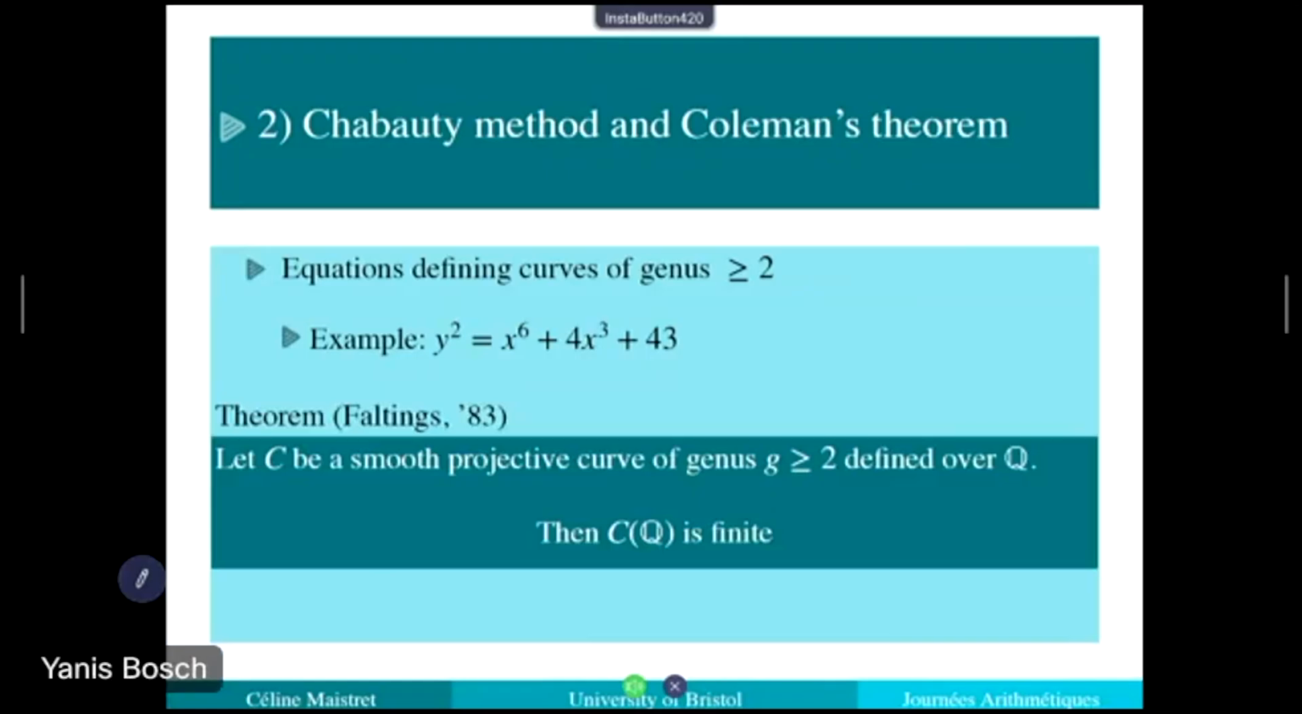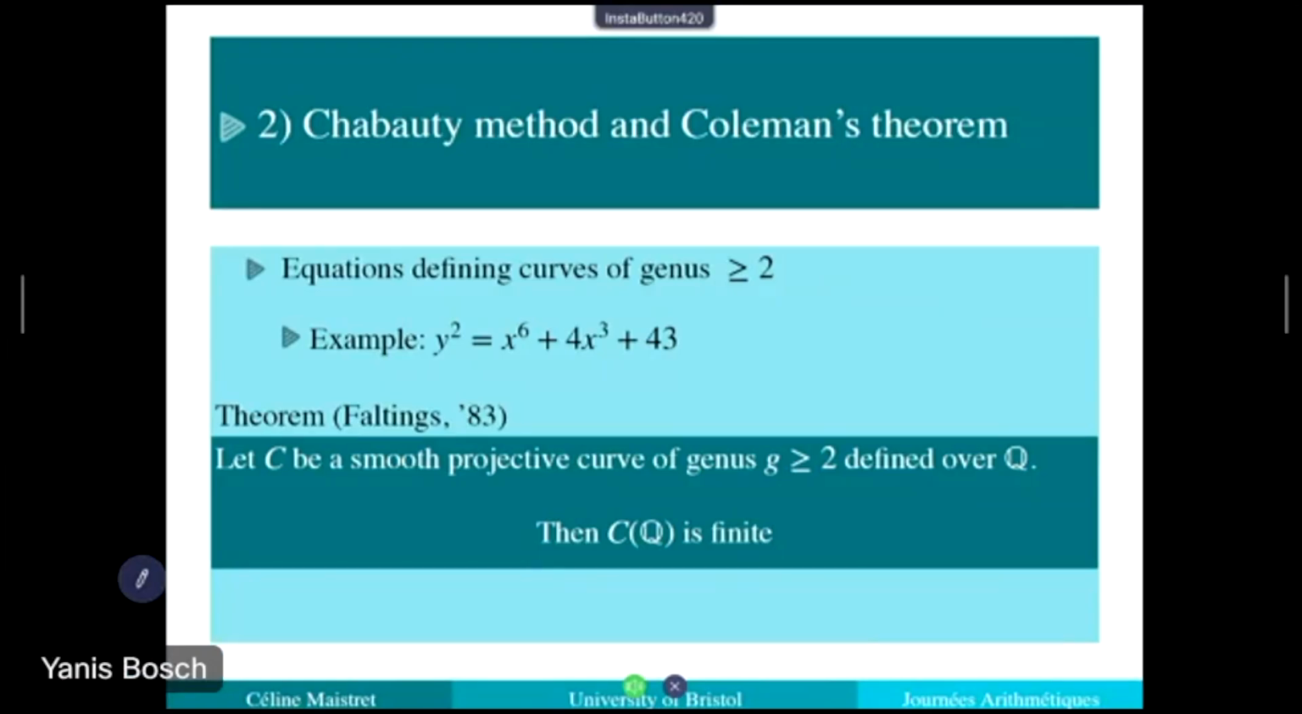If you have a smooth projective curve of genus 2 or more, defined over Q, and again this works over number fields, then the set of rational points is finite. So when it comes to solving equations, maybe you're happy with this. Maybe it's enough for you to know that you only have finitely many solutions and you don't want to know the solutions. But if you do want to know the solutions, then you could try to just search for solutions. But if you don't have an upper bound, then you will never know whether you found them all. So this is where this second bridge comes in.